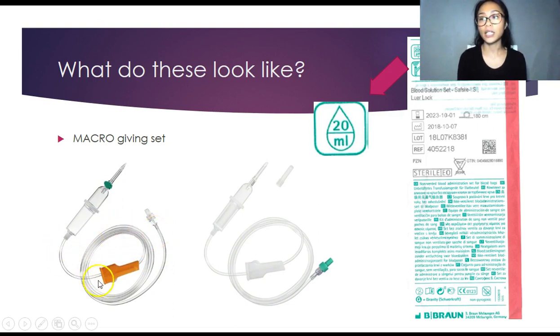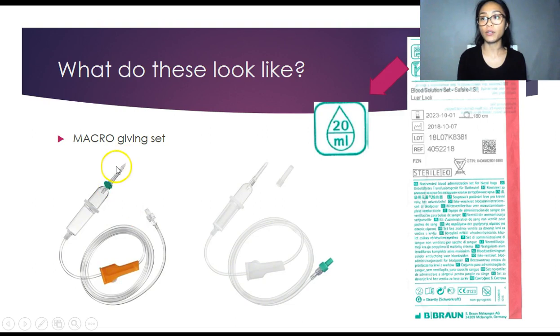So once the giving set is filled with fluid, it is primed. Now this end is what is connected to the patient's cannula. There is a cap or a lid on this patient end, as you will find a cap also sitting on the spike end. This is to maintain sterility of both ends because we don't want to introduce any harmful bacteria or microorganisms to the patient's circulatory system.